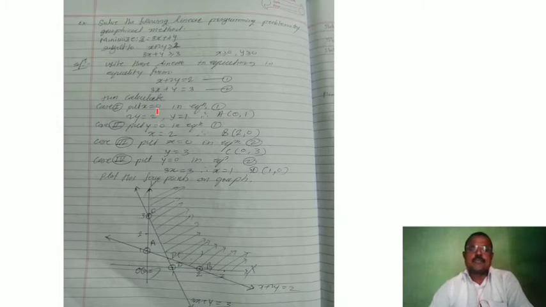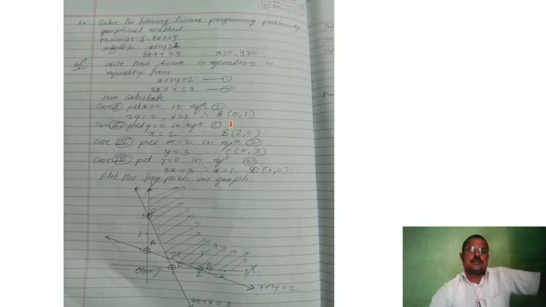For this we have to take case first. Put x is equal to 0 in equation number 1. Equation number 1 is x plus 2y is equal to 2. In this, take x is equal to 0. After taking x is equal to 0, see what happens: 0 plus 2y is equal to 2, that is 2y is equal to 2, therefore y is equal to 1. Therefore, for a point, first we write the x coordinate, which is 0, and the y coordinate is 1. Therefore point A is 0, 1.